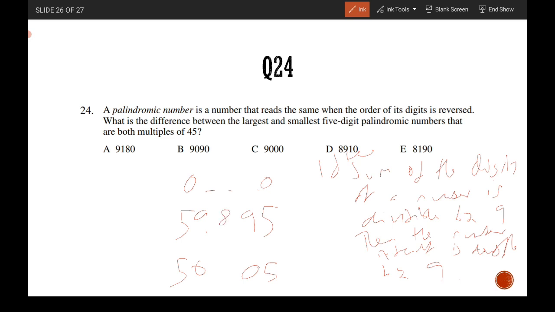On the bottom here, 5005, currently we have 10. And again, the nearest multiple is an 8. And then I hope you can see the division is just 59895 minus 50805. Therefore, the answer is B.